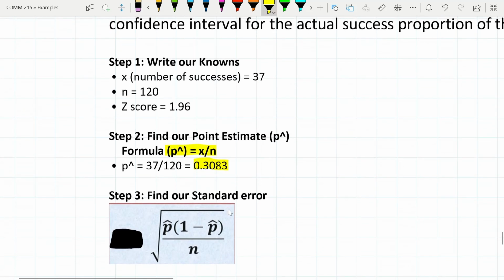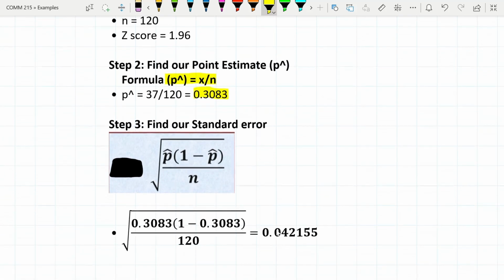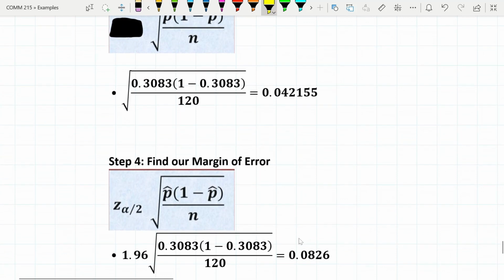So from this, we want to find our standard error. Using this formula, we can find our standard error of 0.042155. And the standard error is pretty much the standard deviation. We can also use the standard error to calculate our margin of error that can be used to calculate the confidence interval. So as you guys will see, step 4, find our margin of error.